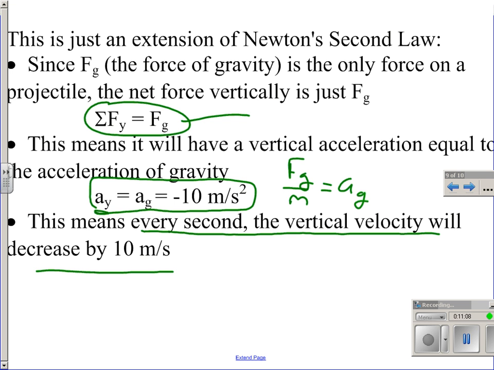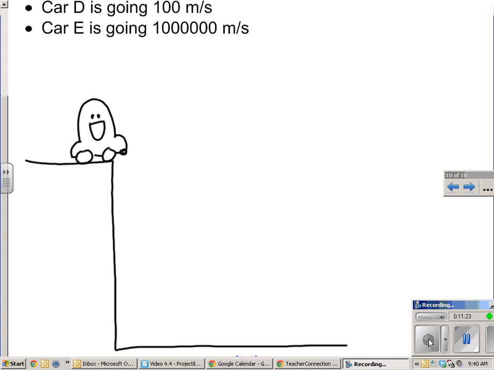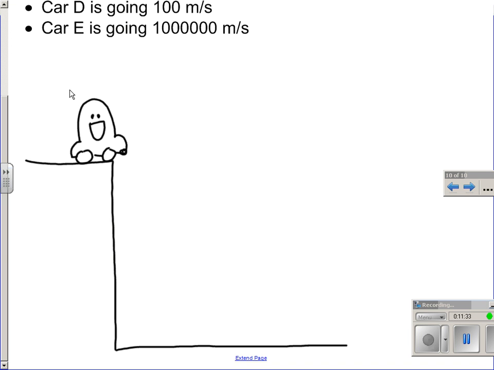Okay, so I have 4 minutes here to do this last example. All right, so here's our last example. Suppose you had 5 cars driving horizontally off a cliff that was 5 meters tall. Okay, so there's our car that's going to drive off, or cars that are going to drive off a cliff. You can only see the one in front, the other ones are behind it. All right, so they are all driving horizontally at some speed, and they're going to go off the cliff.